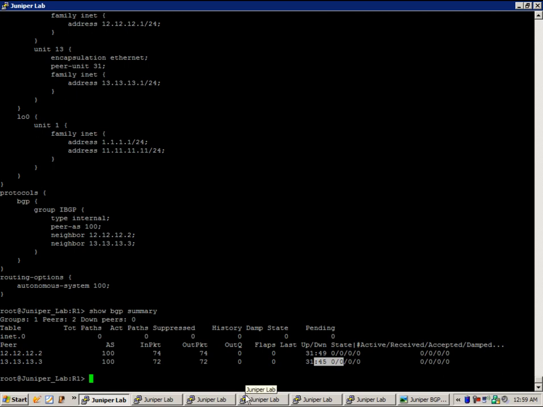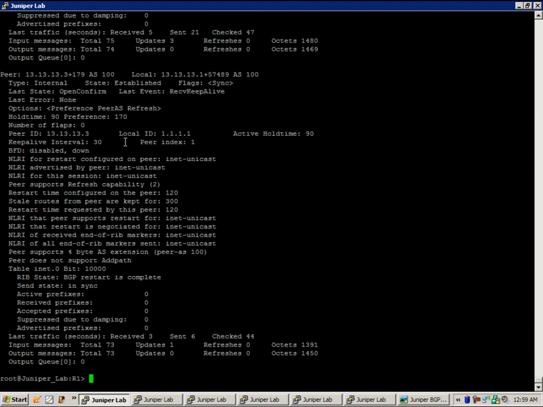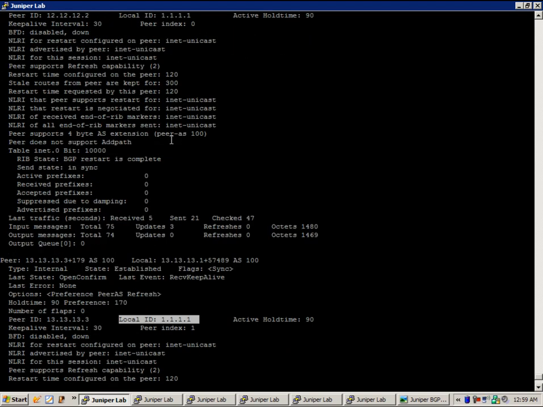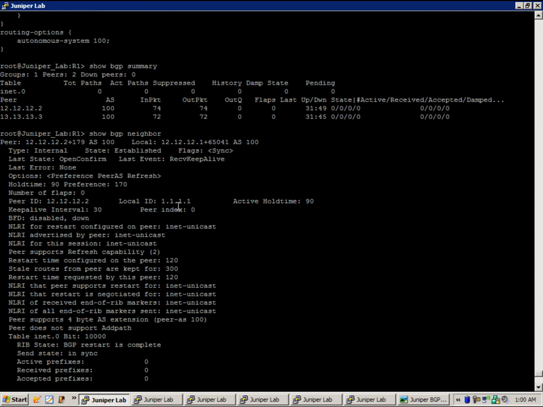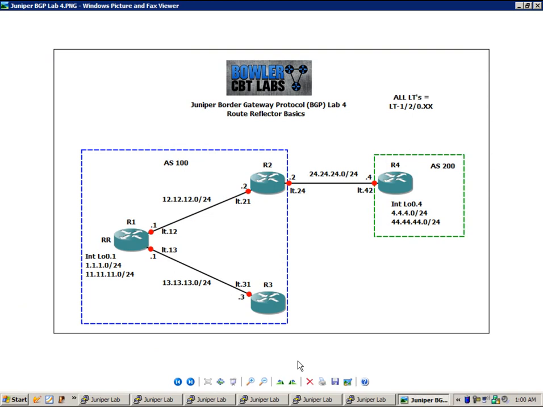So let's go to router 4, and the first thing we want to do, let's do this too. If we do a show BGP neighbor, I just want to do a couple of commands to show you the local ID. This is our router ID, which is 1.1.1.1. We're going to set that, and we're going to see a best practice for route reflectors is to set the router ID as the cluster, under the cluster statement. And I'll show you that in a minute when we configure router 1 as the route reflector.